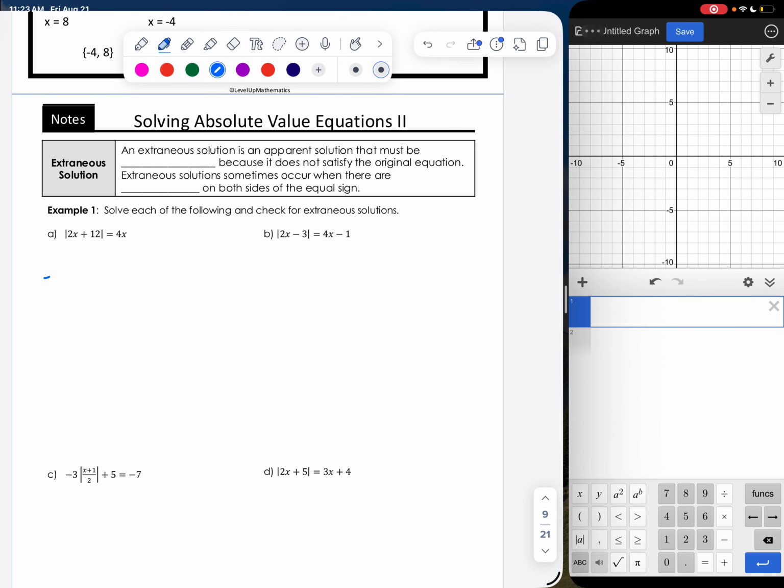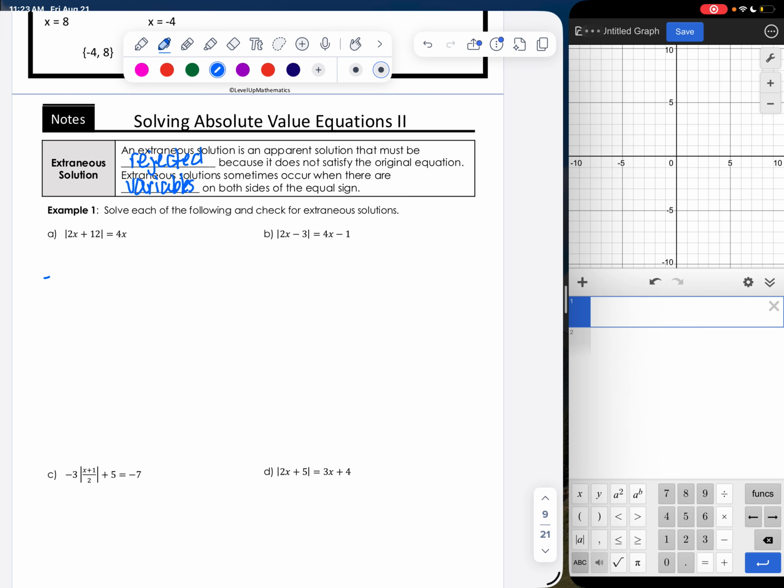So an extraneous solution is an apparent solution that must be rejected because it does not satisfy the original equation. Extraneous solutions sometimes occur when there are variables on both sides of the equal sign.